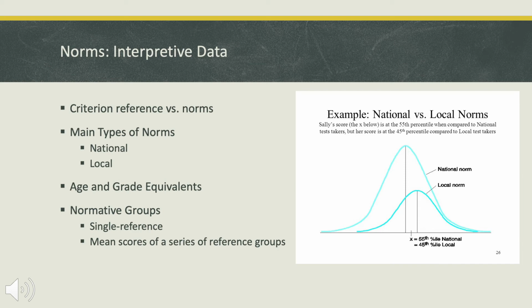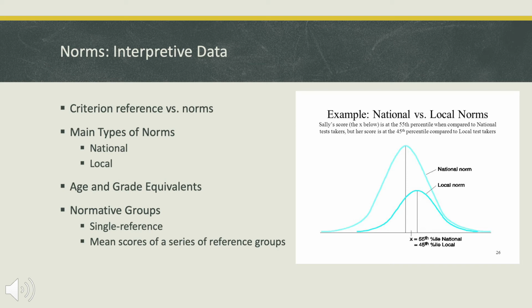And then the second way you can interpret a test score is criterion referencing. You establish an external criterion, and then you compare the test score to that. That process is known as criterion referenced testing.